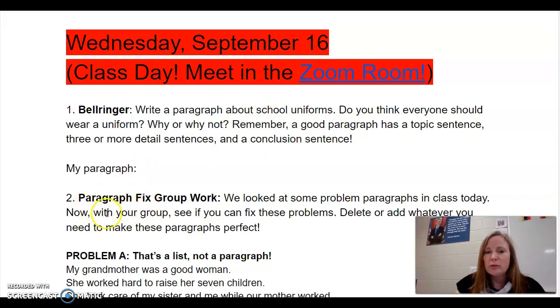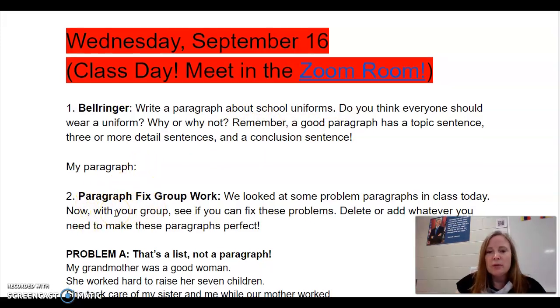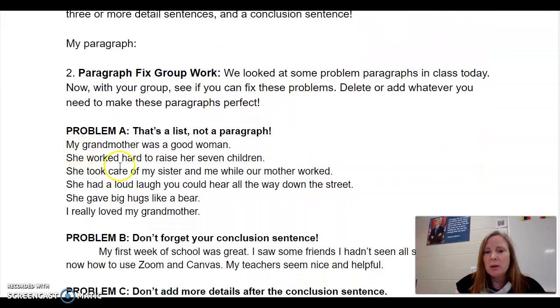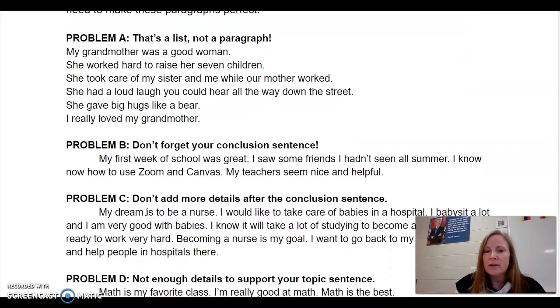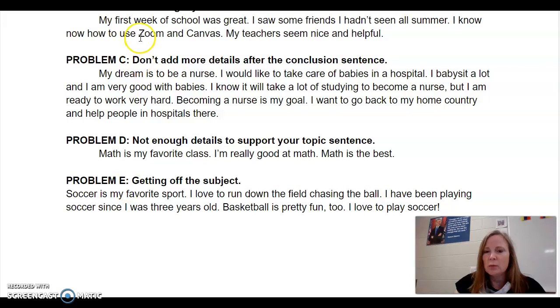The paragraph group work, I don't think most groups had time to do more than maybe problem A. So if you got problem A done, that's good. If we have time tomorrow, we'll go back and do these other ones that you were supposed to do with your group, but we didn't have time for.